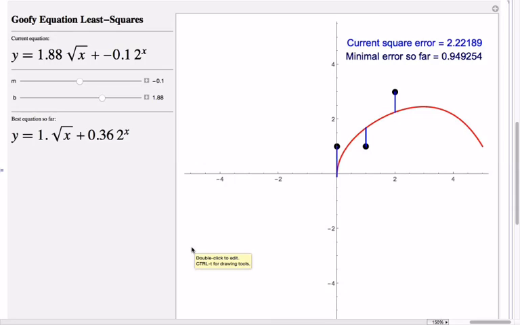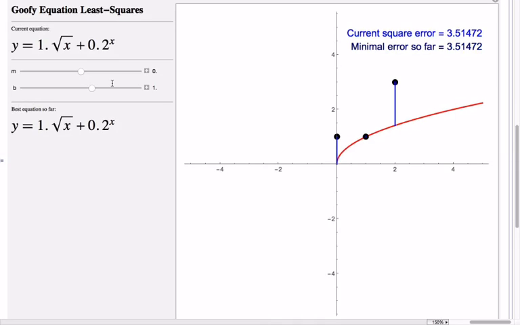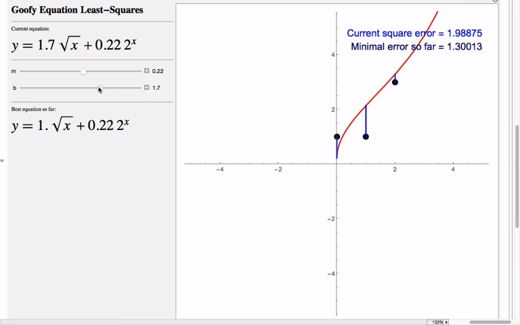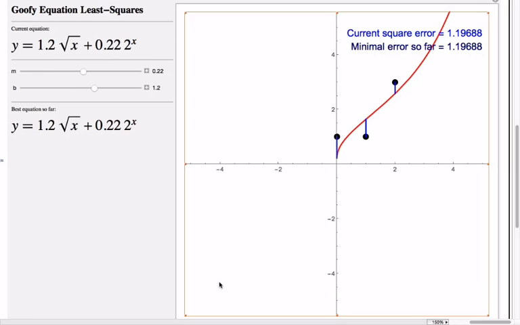I'm going to actually reset this real quick. Just back to my initial settings. That didn't quite do what I wanted. And so by sliding these around, we should be able to find a minimal value. I got down to 1.3. That looks pretty good. I think we did a little bit better before. Maybe if I drag this up a little bit. About 1.19. Got a little better.